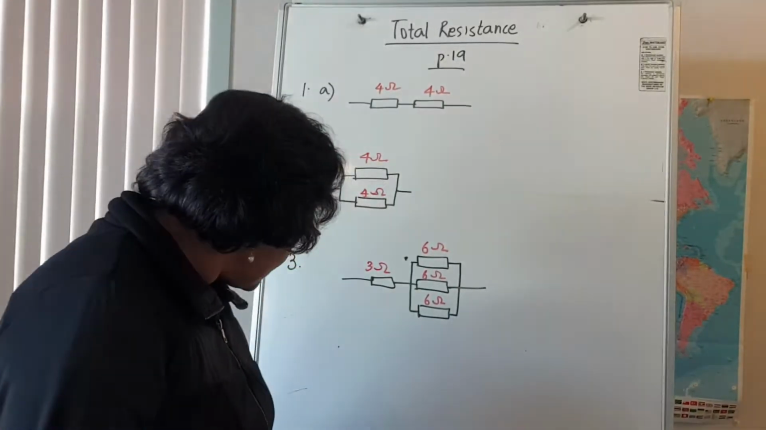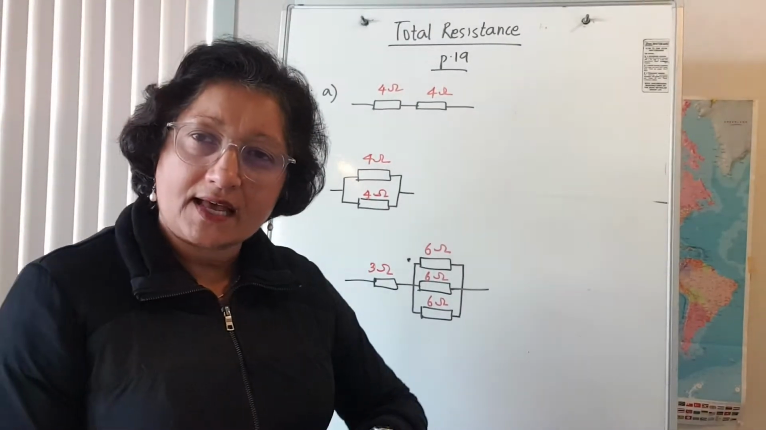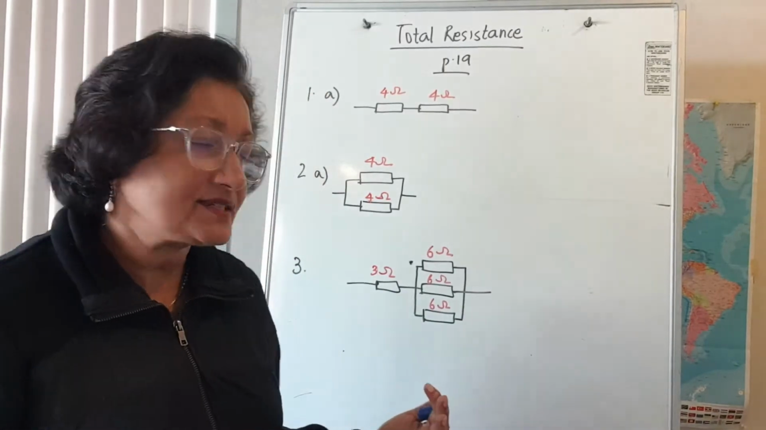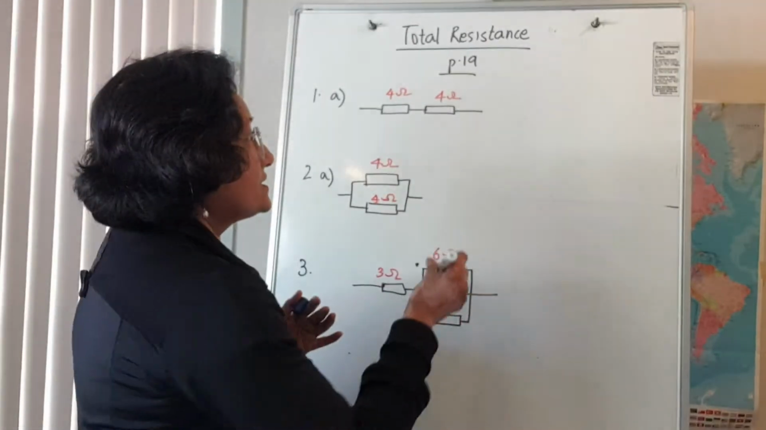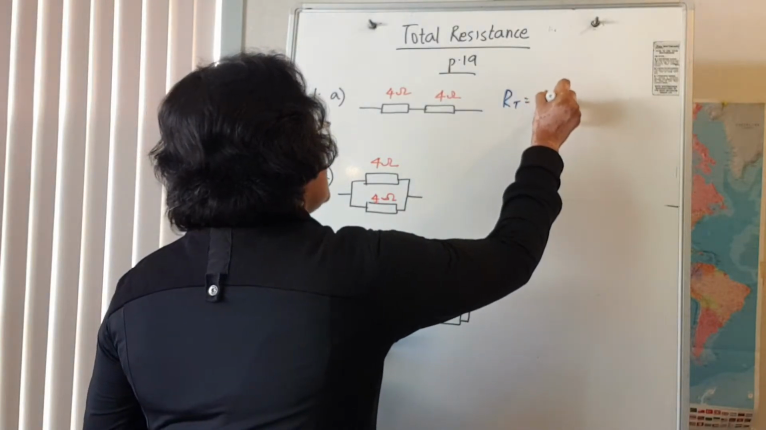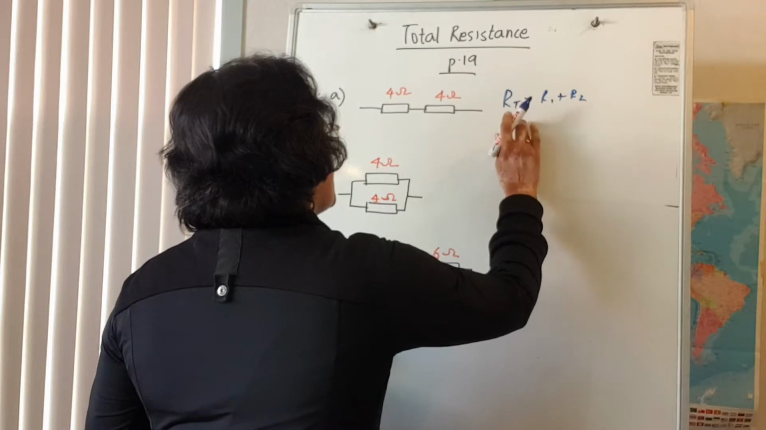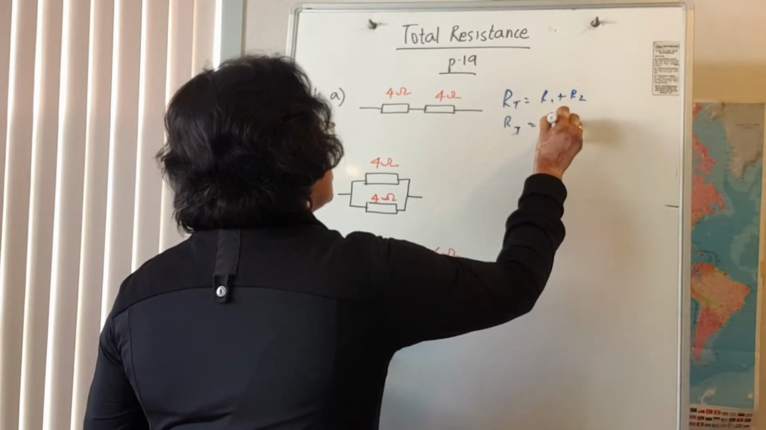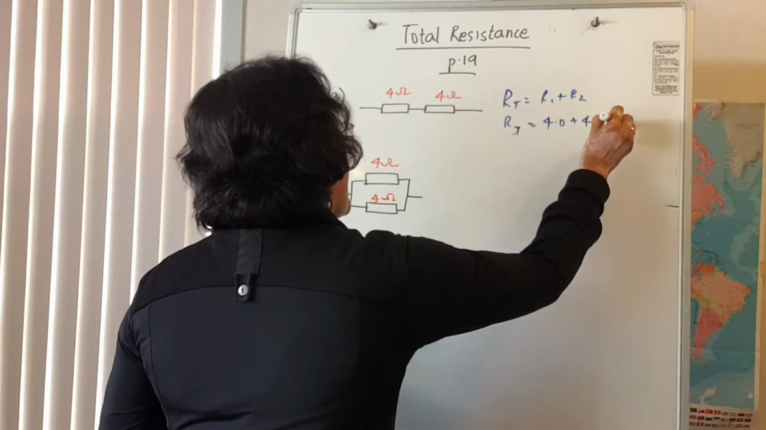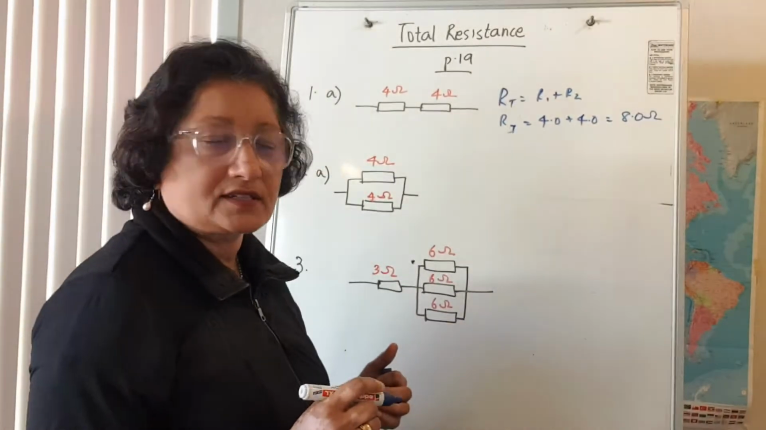So the first one, you know this already. You always write the formula and substitute when you work through any question. So two resistors in series, your total resistance is R1 plus R2, so your total resistance is 4 ohms plus 4 ohms, and you end up with 8 ohms. So that's the answer to the first one.